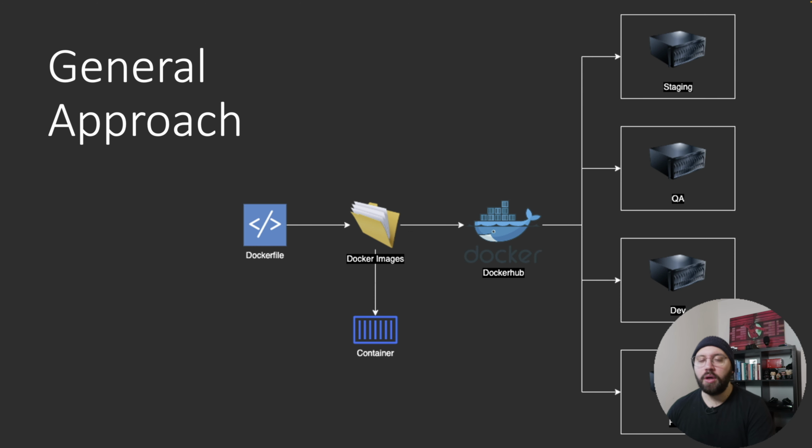So, what is the general approach? As we can see here, we have our Docker file, and from our Docker file, we can build our Docker image. Once we have built our Docker image locally, this is all on our machine, we can create a container from it, and we can utilize our application. After that, we can push it to Docker Hub, and once it's pushed to Docker Hub, we can utilize it on different servers like staging, QA, dev, and production.